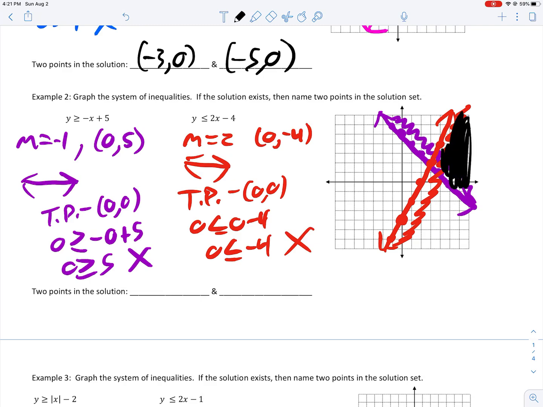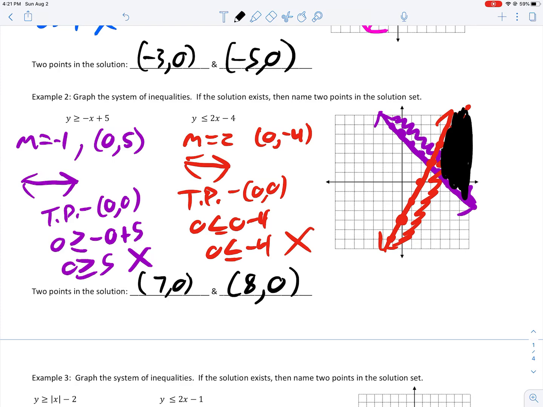So where's your overlapping region? Again, I shouldn't have to guess. Here's your overlapping region. So the solution is that black area. That's your solution. So pick a point: 7, 0, and 8, 0. Any point in that black area is a solution.